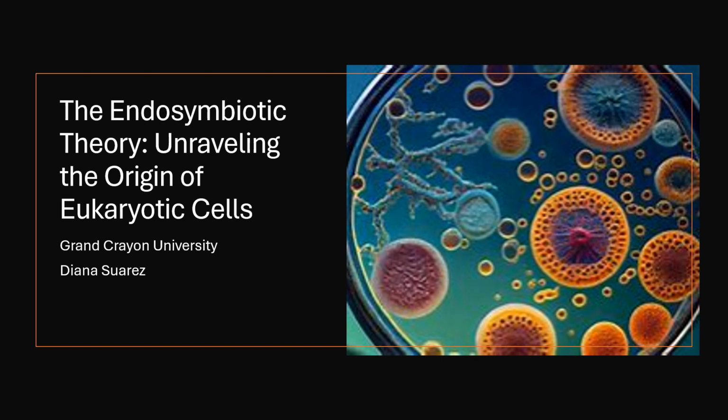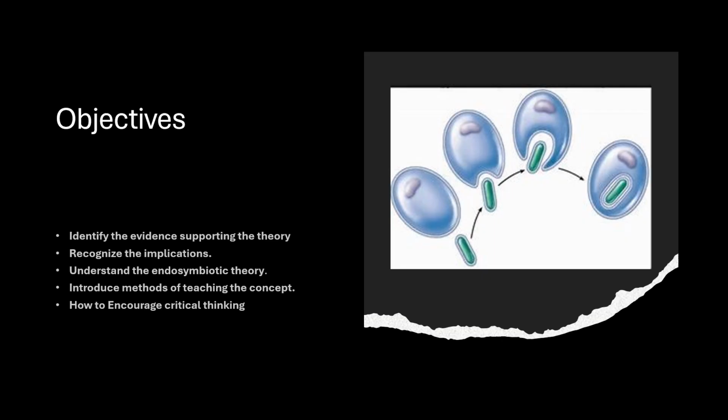Class, today we'll be going over the endosymbiotic theory, unraveling the origin of eukaryotic cells. The endosymbiotic theory suggests that mitochondria and chloroplasts, two organelles found in eukaryotic cells, were formerly free-living prokaryotes that were consumed by an original host cell. In addition to changing our perspective on the beginnings of eukaryotes, this proposal has important ramifications for comprehending the evolution of complex living forms. Gaining an understanding of this idea is essential for investigating subjects in cellular biology, genetics, and evolutionary theory.